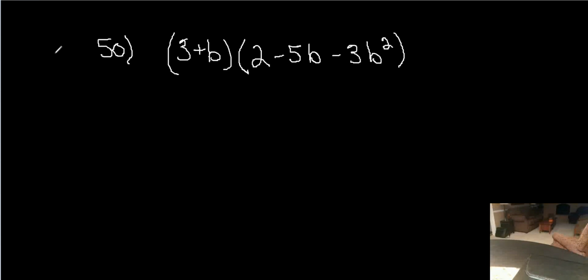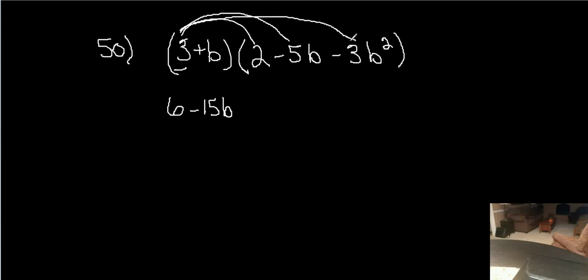Okay, number 50 here is an oddball looking thing. Looks like it's written backwards or so. No, I guess I'll take it as it is. Let's see, what have I got here? The 3, then I'm going to multiply going across. So that's going to be 3 times 2 is 6. 3 times negative 5b is negative 15b. And 3 times negative 3b squared is negative 9b squared.